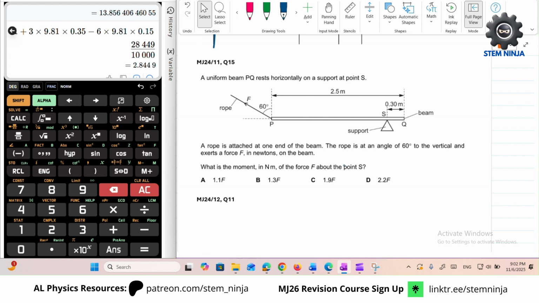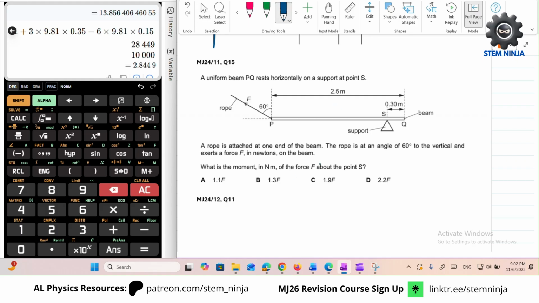A uniform beam PQ rests horizontally on a support at point S. A rope is attached at one end of the beam. Rope is at an angle 60 degrees to the vertical and exerts a force F in newtons to the beam. What is the moment in Newton meter of the force F about S?